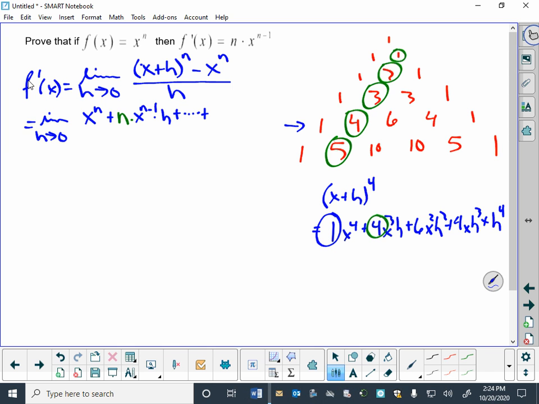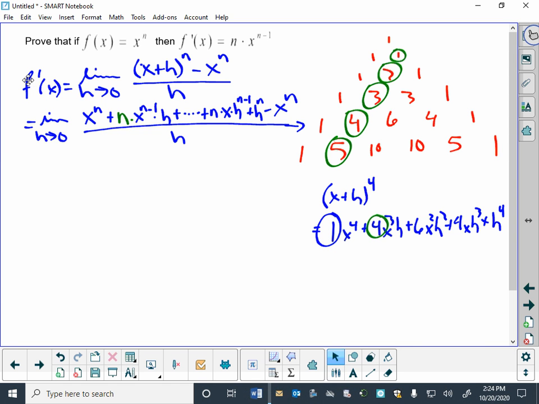Okay. That I'm just going to kind of gloss over at this point, all of the other stuff, because I know that it's going to end with an n times x times h to the n minus 1 plus an h to the n minus x to the n, and that is all over h. Okay, so we may be a little bit worried about all that stuff that I skipped in the middle, but what we notice certainly is that I've got an x to the n there and a minus x to the n there, and everything else that's left in the numerator has an h in it.